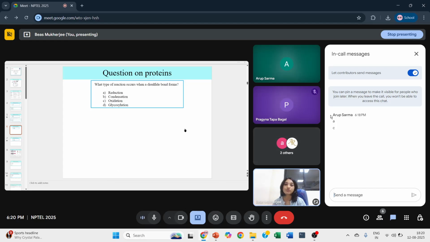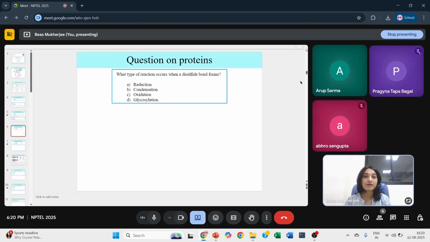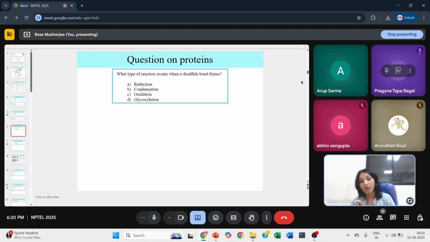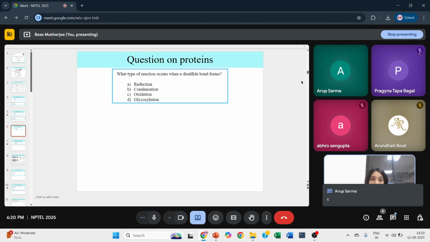What type of reaction occurs when a disulfide bond forms? So a disulfide bond is formed by what kind of reaction? Disulfide means that initially this cysteine residue has SH and SH, that is, thiol groups. Now this H is removed and the two S actually form a bond. So what is happening there? Oxidation. Yes, that's correct.